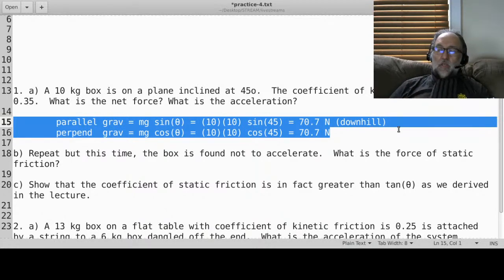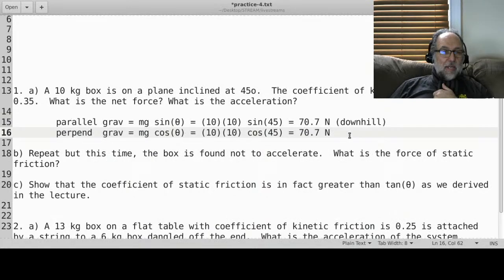They're not equal in general, but you should know some of these special angles, like the sine of 30 degrees is a half, the cosine of 60 degrees is a half, and the sine and the cosine of 45 degrees are equal to one another, and they're like 0.707. Okay, so that takes care of the gravitational force.